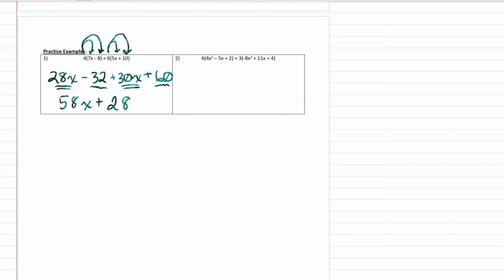And then we'll work on this next one. Same procedure here because we see the 6 right outside of the parentheses, so we can distribute. And the 3 right outside of the parentheses, so we can distribute that as well. So 6 times 4x squared is 24. I'll write it outside of the box because this looks a little bit longer. So this is going to be 24x to the second minus 30x plus 6 times 2. That gets us a 12.